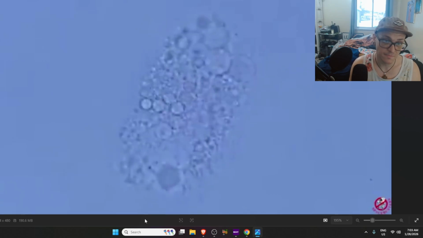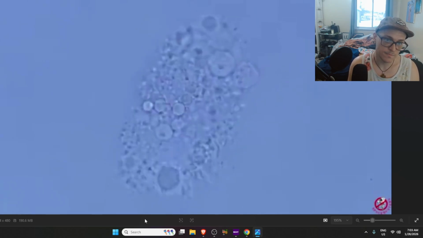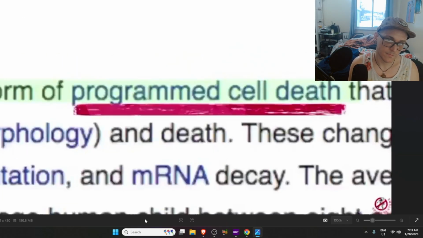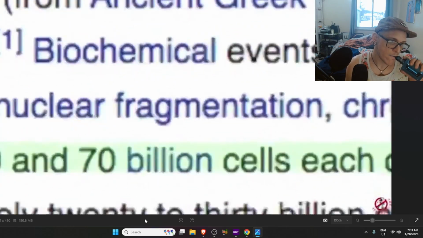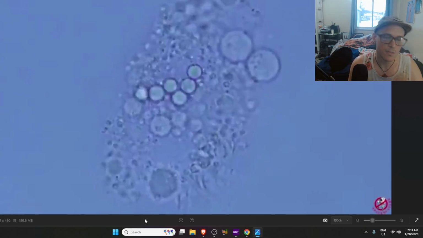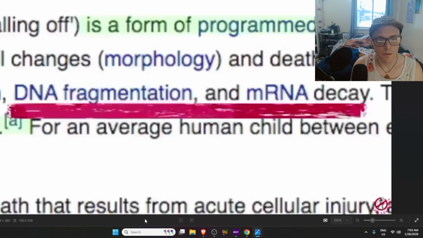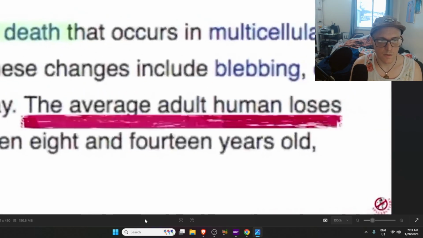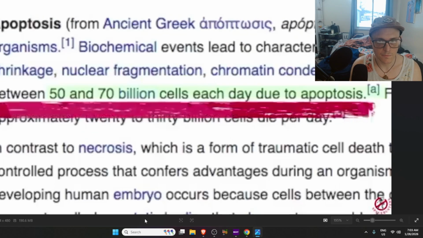This leads to another glaring problem with virus theory. We are told about apoptosis, the natural programmed death of our cells that leads to the cell's nuclear fragmentation, meaning breaking apart into tiny pieces. Also, DNA fragmentation and mRNA decay, which would look something like this. Look familiar? We are told the average adult human loses between 50 and 70 billion cells out of its alleged 37 trillion each and every day.